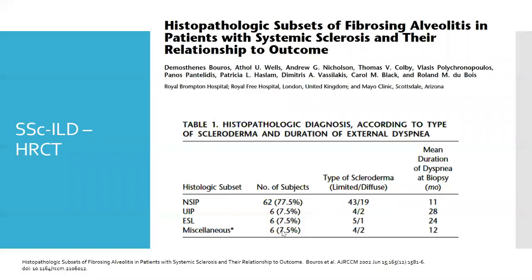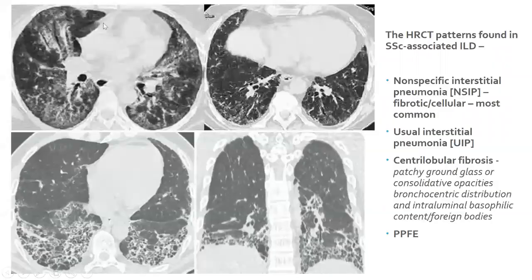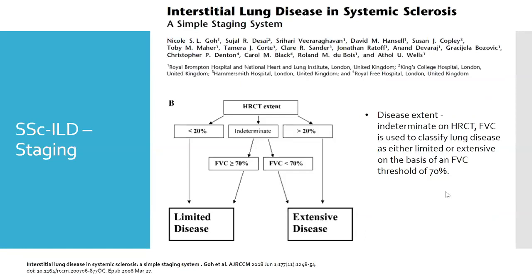As I mentioned, 78% of patients have NSIP, and NSIP can be of either the cellular type or the fibrosing type. And this is the typical UIP pattern, which is the second most common pattern, about 7.5% of our patients. The other uncommon patterns we can see are centrilobular fibrosis, which is typically seen in patients who have GI involvement and aspiration, and pleuroparenchymal fibroelastosis is another pattern that can be seen.